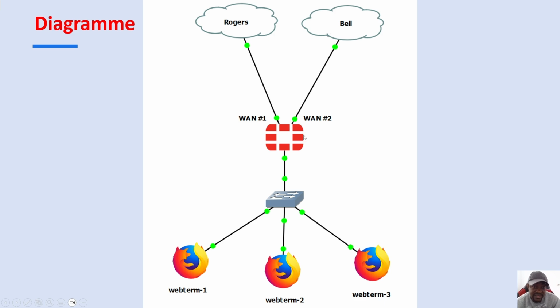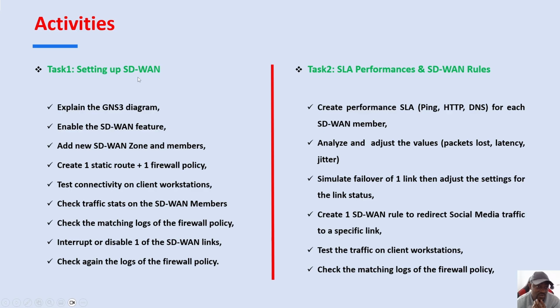So as I said, this is going to be the diagram. These are the activities that we are going to perform. Task 1 is going to be setting up SD-WAN. As we already explained the GNS3 diagram, I'll show it again in the next minute. We are going to connect on our FortiGate device. What we're going to do is enable the SD-WAN feature, add a new SD-WAN zone and members. Then we'll create a static route plus a firewall policy.